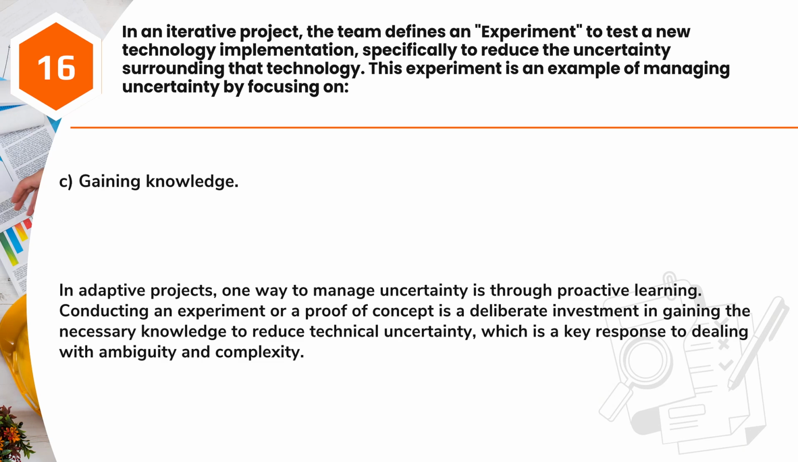Answer: C. Gaining knowledge. In adaptive projects, one way to manage uncertainty is through proactive learning. Conducting an experiment or a proof of concept is a deliberate investment in gaining the necessary knowledge to reduce technical uncertainty, which is a key response to dealing with ambiguity and complexity.